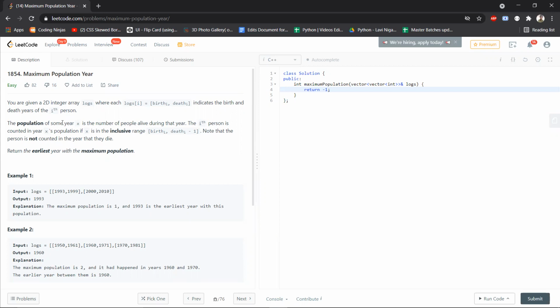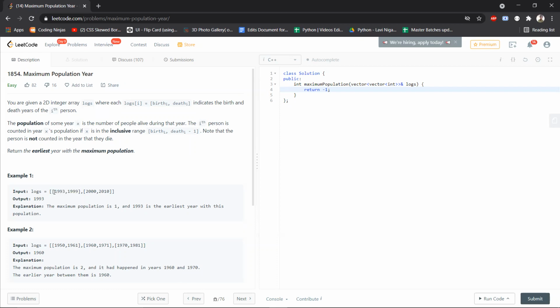This problem was asked in LeetCode Contest 240 as question number 1. Let's understand what this problem is asking us to do. In this problem, we have been given a 2D array, which is storing logs for certain people. These logs entail the birth year and the death year of a particular person.